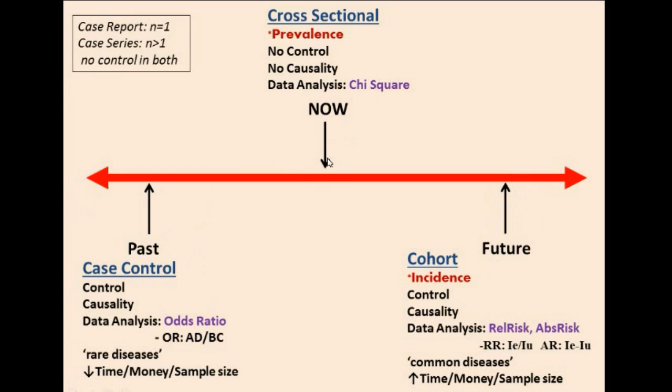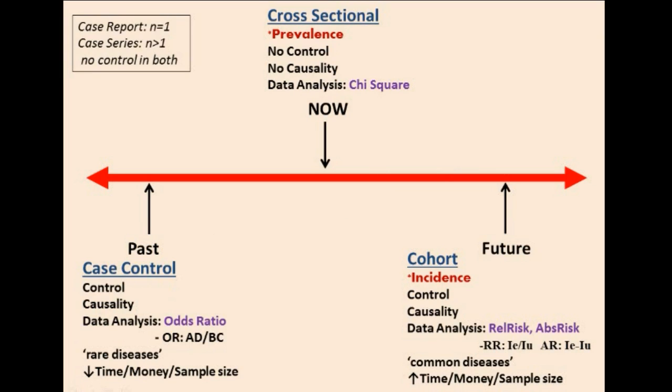And we know that when you look at the present, in a cross-sectional study, you are going to be able to measure prevalence. However, in this study there is no control group and no causality can be assessed. And we know that for our data analysis in this type of study, we use chi-square, and that's something that would be covered in biostatistics.